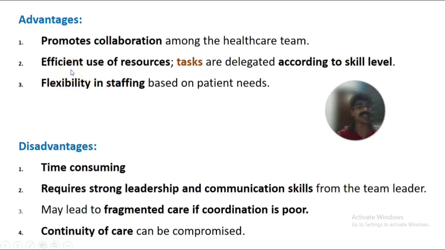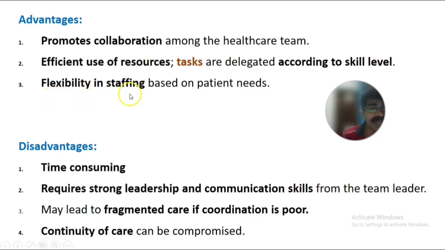Second advantage is efficient use of resources. So there are many nurses with different skills. All the nurses are utilized in team nursing. So, efficient use of resources. Tasks are delegated according to the skill level. Like functional nursing, here also the task is delegated to the particular team member according to their expertise in that area or their skill level. So there will be efficient use of the resources, the total number of staff, in rendering patient care.